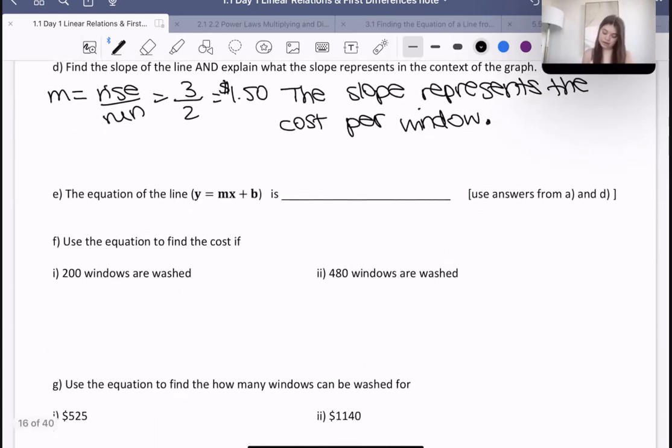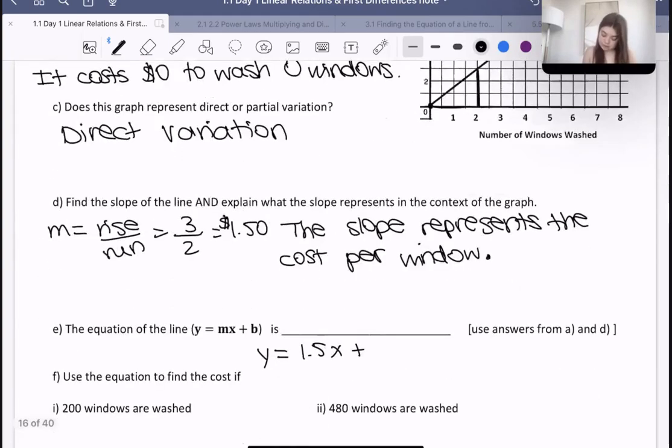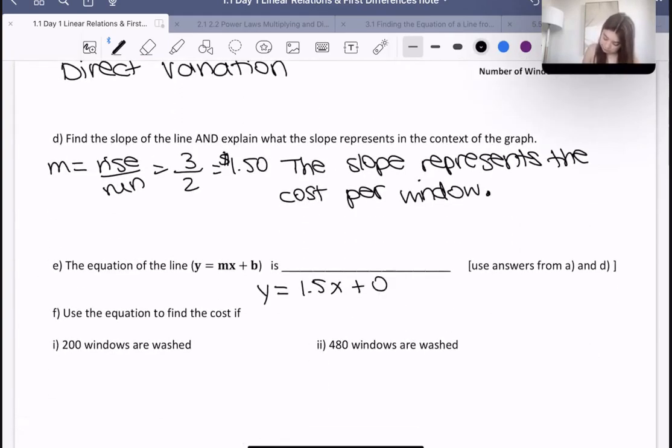The equation of the line is what? So here we have to use our answers from A and D. From D we got $1.50, so slope is 1.5. Oops, I need to write y first. y = 1.5x + b, and b was what? b was 0, right? So therefore the equation is just y = 1.5x. We don't need to include + b because it's just 0 anyways.